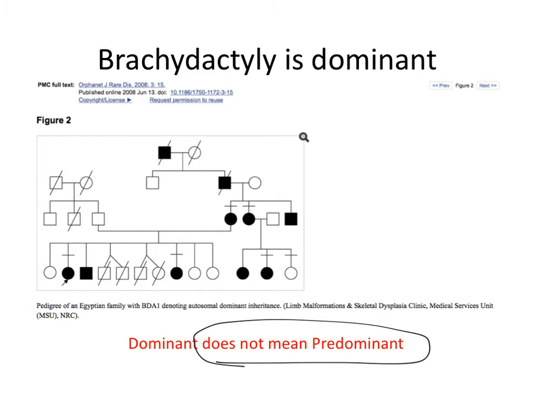Brachydactyly is not predominant. Nobody here at least admitted to knowing anybody with brachydactyly. It's a rare medical condition. So just because it's not wild type, which is common, because it's mutant, because it's rare, doesn't mean that it has to be a recessive allele. So this is just a rare example of a dominant trait that's rare.